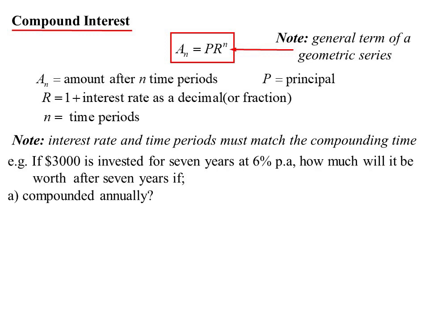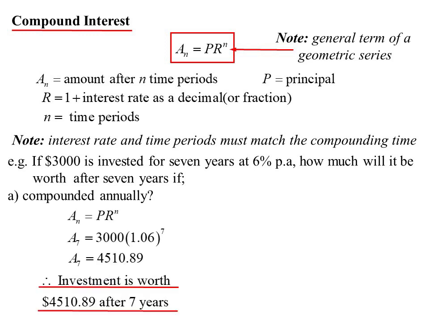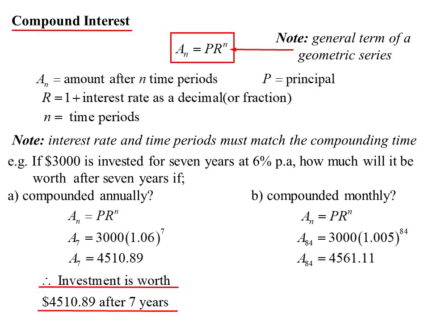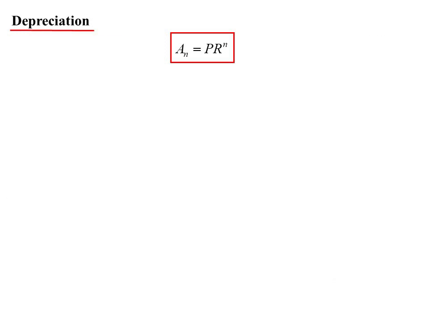Let's do the same question, but now we're going to compound, and we're going to compound annually. Now when we sub it in, we get $4,510.89. Let's see what happens when we compound monthly. PR to the power of n. But now we're changing it, because it's compounding monthly, the interest rate has to be per month, so that's 0.5% per month, but then the time period, so we're 84 months, not 7 years, and we get slightly more.